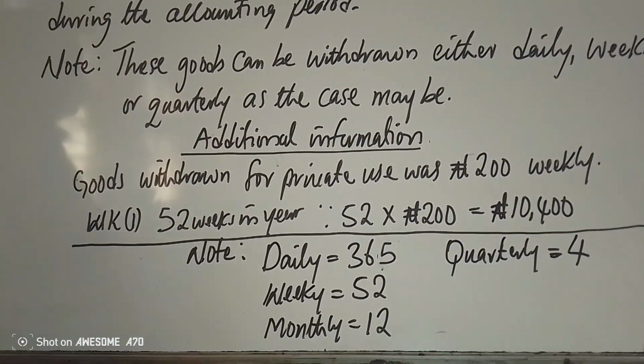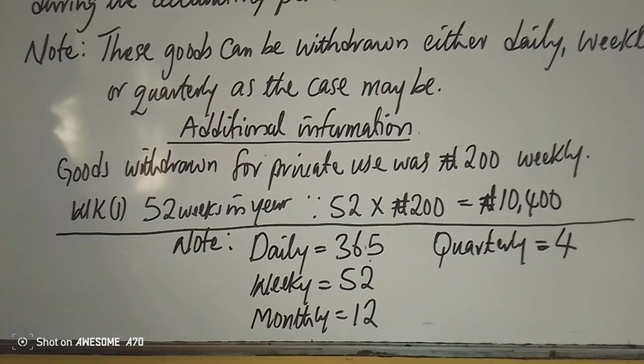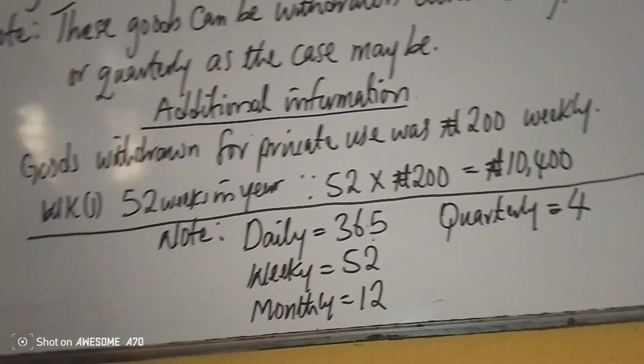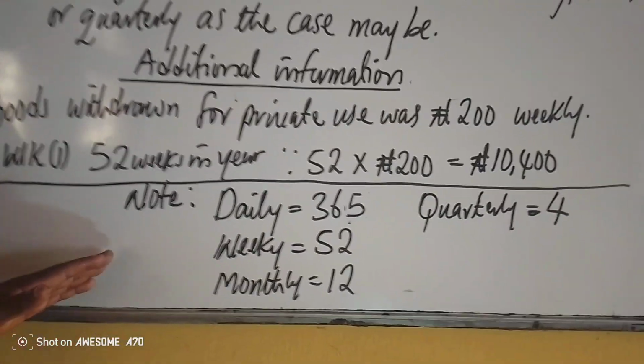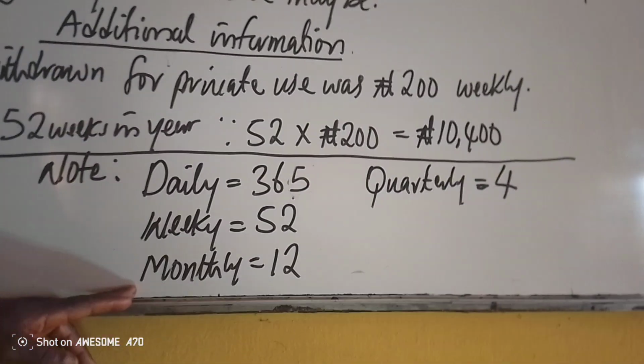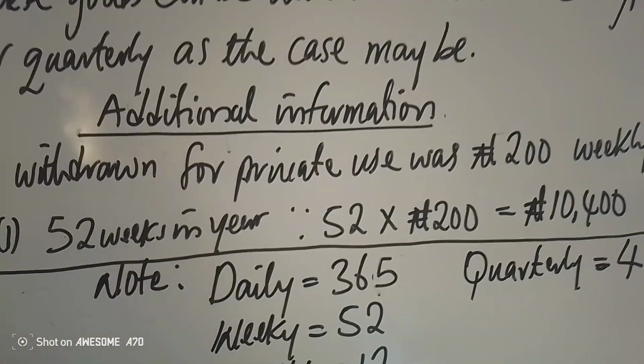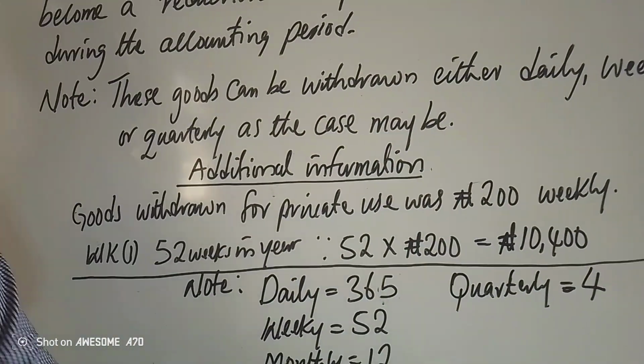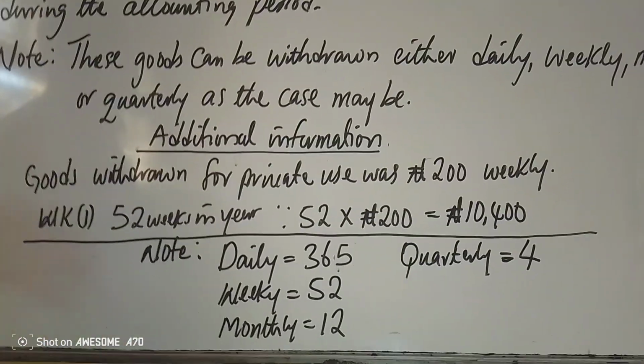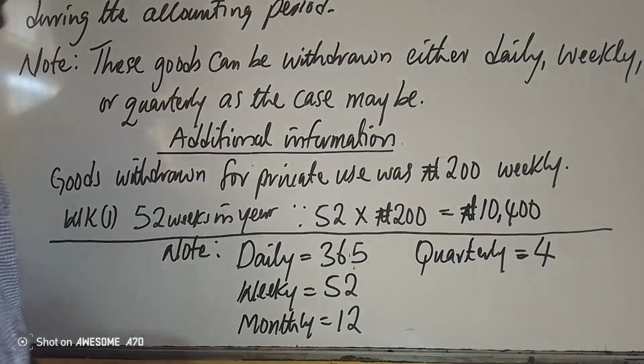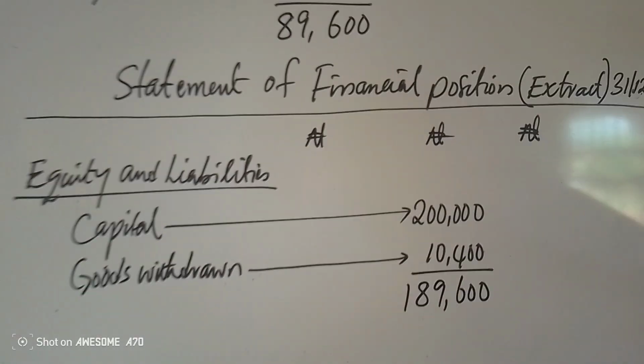But in some cases, the value will be given straightforward without mentioning either daily, quarterly, or weekly, as the case may be. So what you need to understand here is clear: you have to watch the question and follow it, or even in a real-life situation, you must bring out the picture the way it's supposed to be. Let's look at how it is treated in the financial statement of a sole trader.